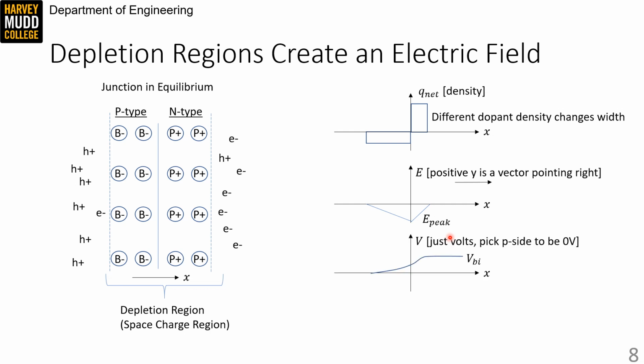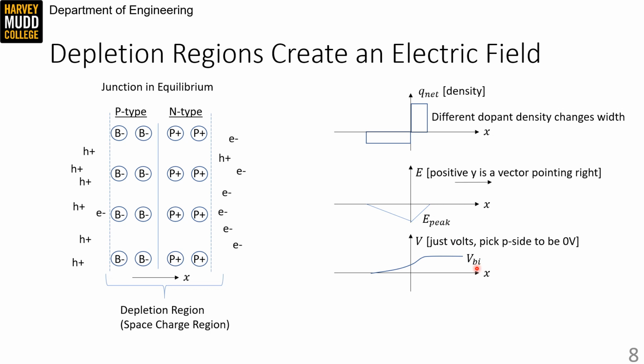Finally, we can integrate the E field with respect to x, which gives us a voltage. You're always free to pick what you're measuring voltage relative to. In this case, we set the voltage on the P-type semiconductor to be our ground, so we call it 0 volts. We can see that the built-in electric field results in a built-in voltage across the PN junction, and I've labeled it VBI.